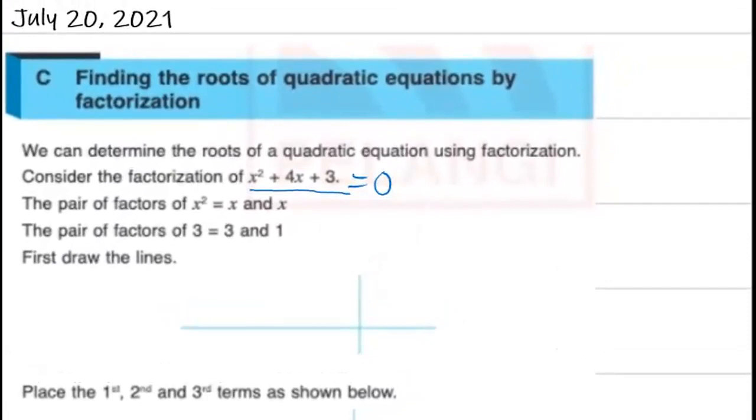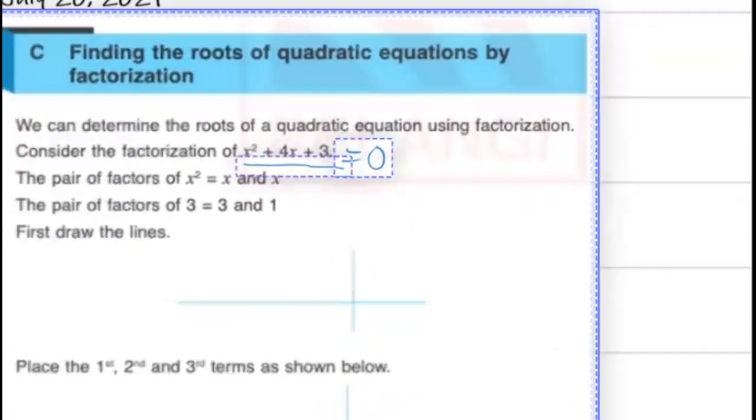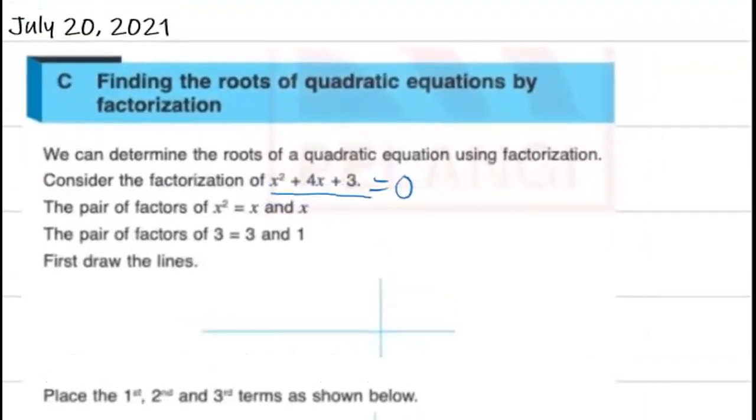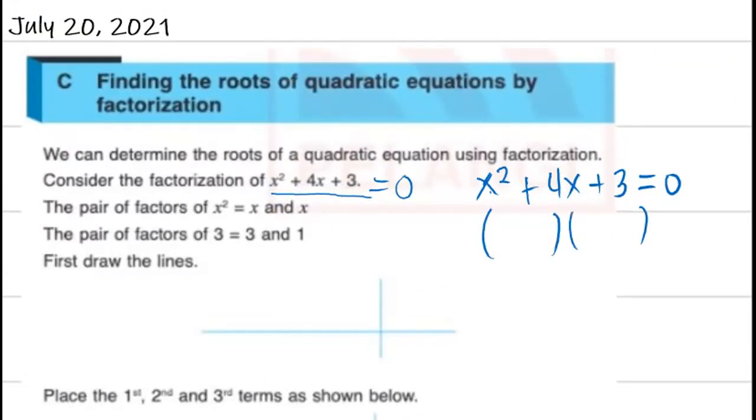Consider the factorization of x squared plus 4x plus 3. As what we have learned before, normally what we do is we write it this way: copy x squared plus 4x plus 3 is equal to 0, then factor. Actually, this is factorization. This textbook is introducing a different method, but you use whatever method is comfortable, convenient, and easy for you.